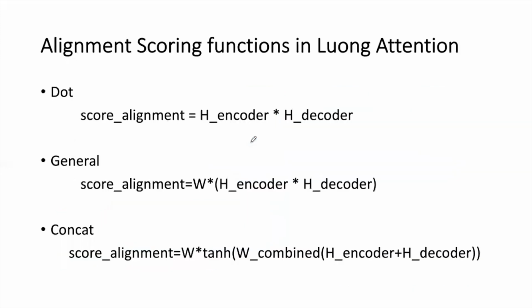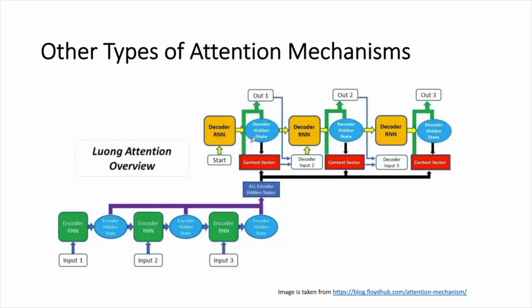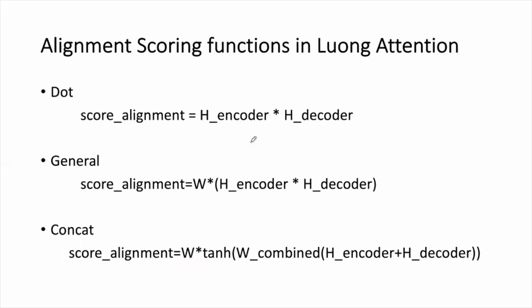In this attention mechanism, the context vector is calculated differently. We have different operations. Previously there was addition, where the encoder hidden state and the decoder hidden state interacted in an additive manner. Here we have other forms of interaction. We have a dot product alignment scoring function, we have a general one, and we have a concat one.